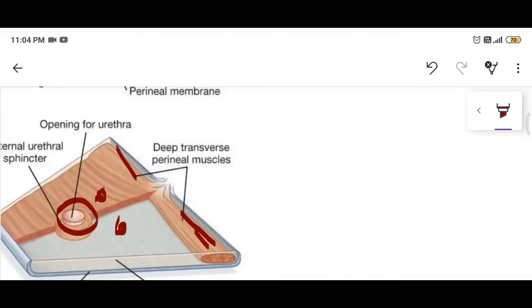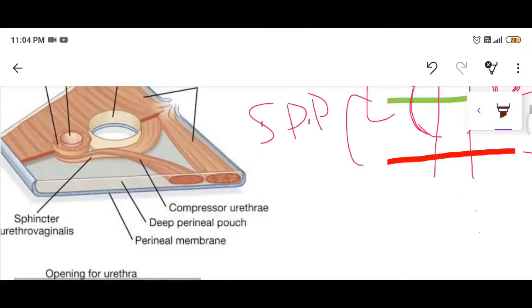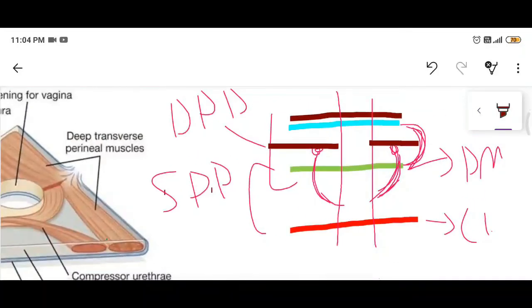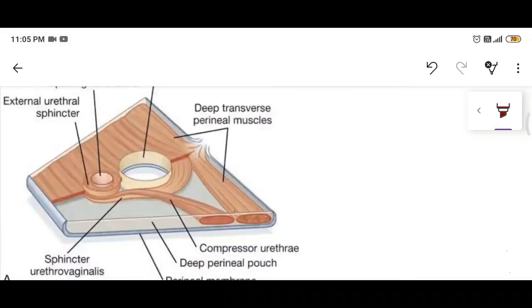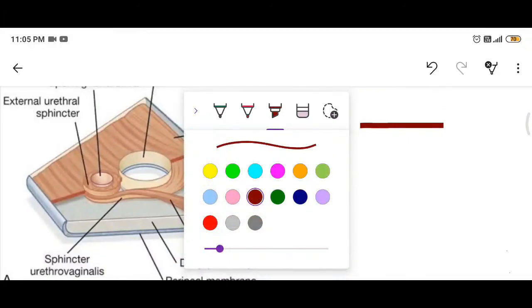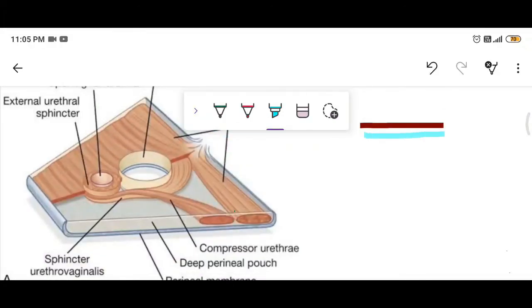Now we will see the contents for the female in the deep perineal pouch. So the first content is common for male and female. Now you will see the contents in the deep perineal pouch for the female. So this is your pelvic diaphragm. Below that you will have your endopelvic fascia. Below that you will have your perineal membrane, and below that you will have Colles fascia.